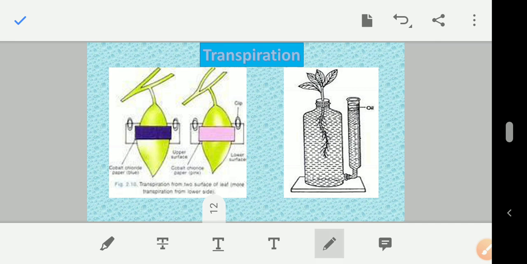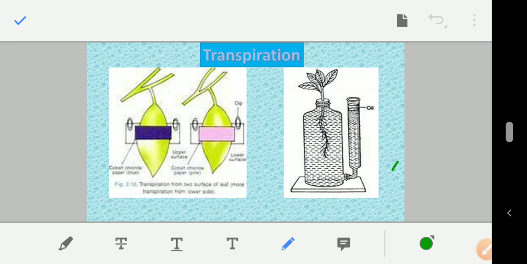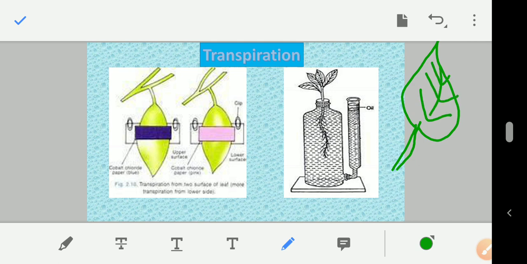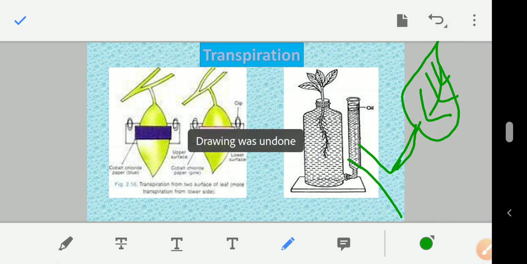One more thing, if we ask to draw this diagram, so sometimes students draw the diagram like this. No, this is the incomplete diagram, because you are supposed to draw the twig. Otherwise खाली leaves के ऊपर transpiration नहीं हो सकता है.